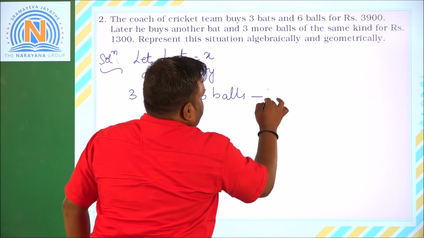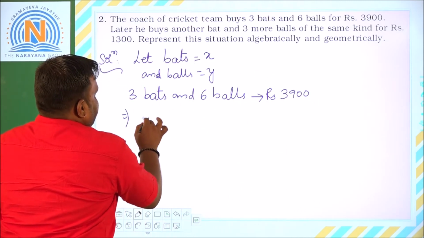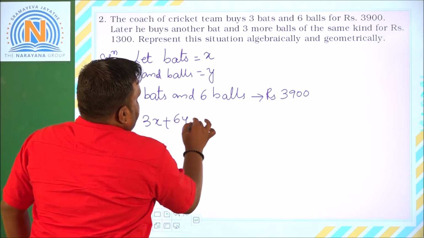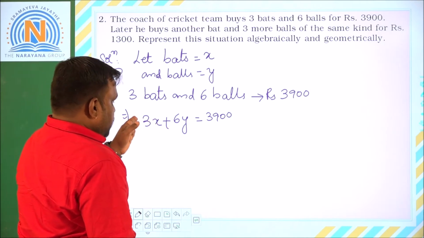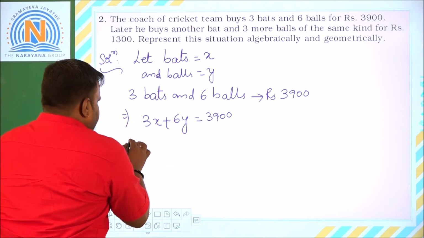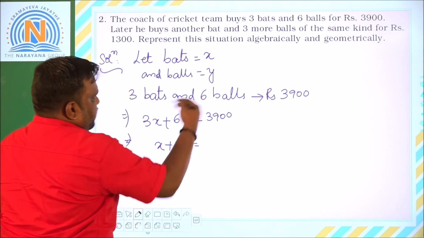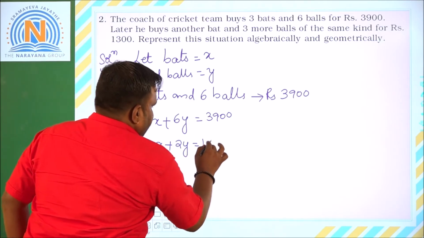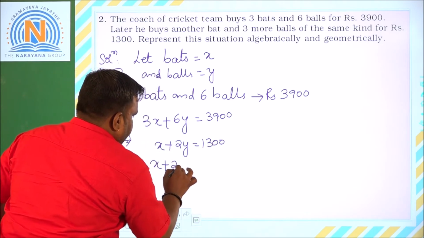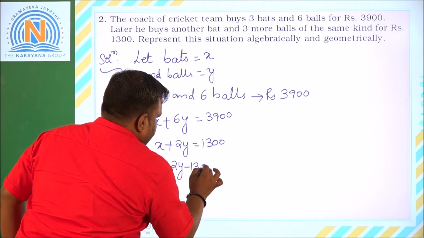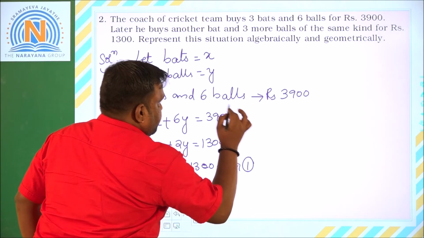Total rupees is 3,900. So our equation will be 3x plus 6y is equal to 3,900. If you take 3 common and send it to the other side, it will be x plus 2y is equal to 3,900 by 3, that is 1,300. In other words, you can write this as x plus 2y minus 1,300 equal to 0. So this will be your first equation.